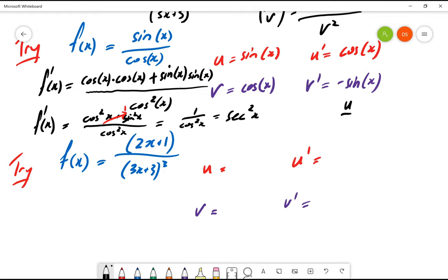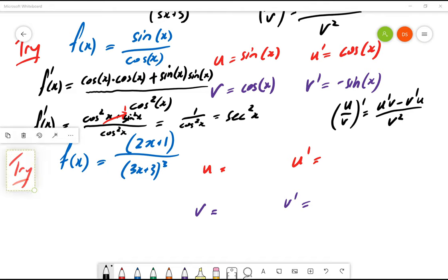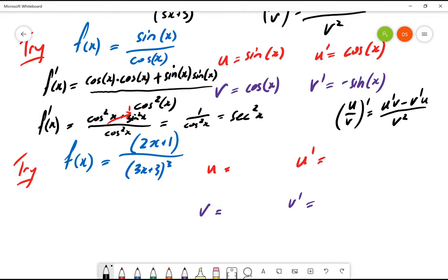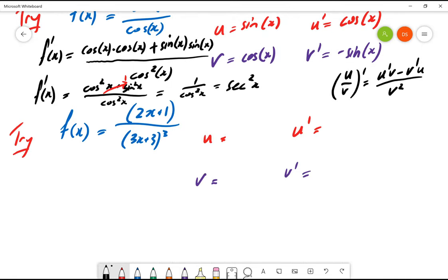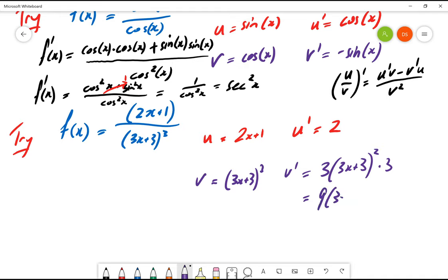Once again, I'll just write this up here: u dash v minus v dash u, all of v squared. Awesome stuff, Eddie. Kind of looks cool. The rest of you, how you feeling? Shall we give it a go? u is this, u dashed is 2. v is equal to this, and v dashed, which is something we've done before. I'm just going to write here 9, 3x squared.